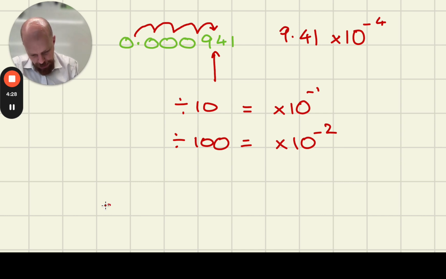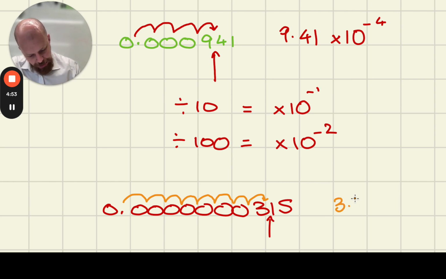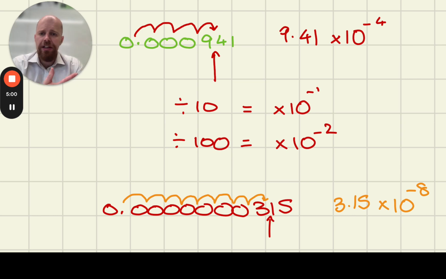Let's have another example. 0.0000315. Again, the decimal point needs to be between the 3 and the 1, because then the number at the start is between 1 and 10. So then you know the decimal point has to go here. So like always, let's just count the number of times it moves. 1, 2, 3, 4, 5, 6, 7, 8. My answer is 3.15 times 10 to the minus 8. And that's how you write numbers in standard form.